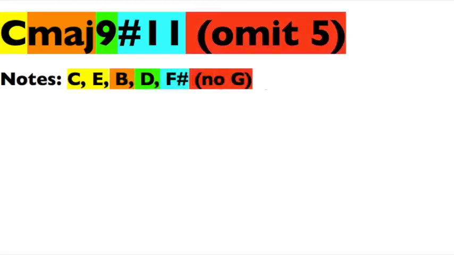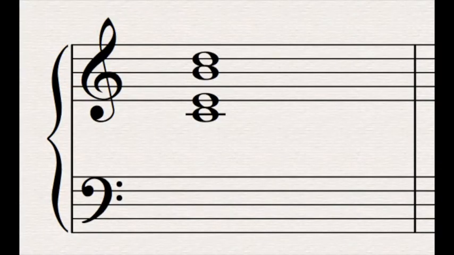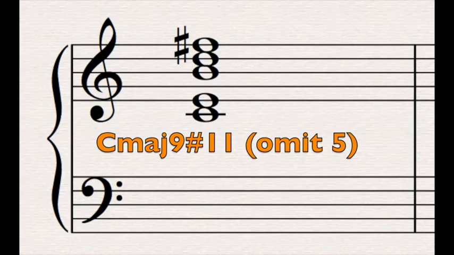C major 9 sharp 11 omit 5. Here we have a C major triad with a major 7th and a major 9th and also a sharp 11th. We also omit the 5th, so C, E, B, D, F sharp, and no G.